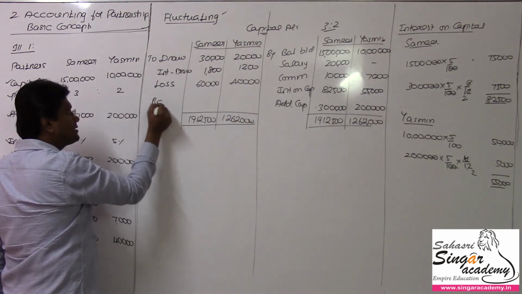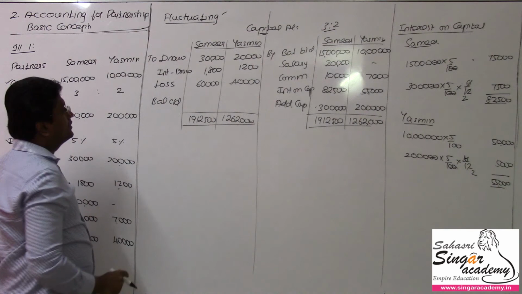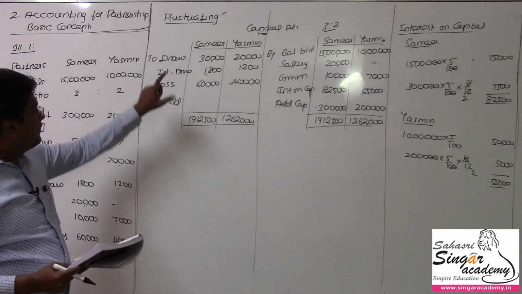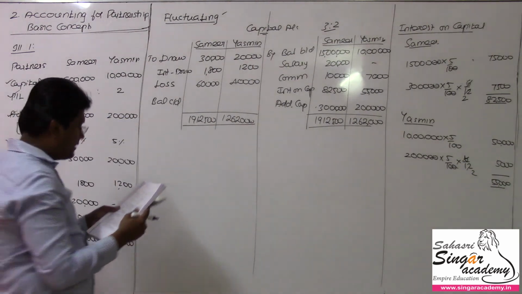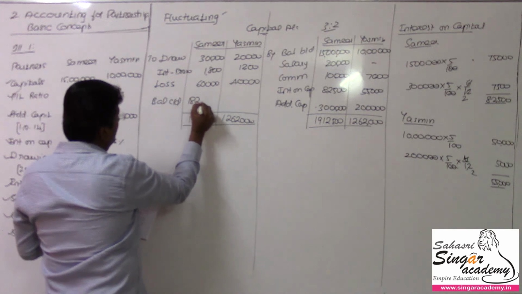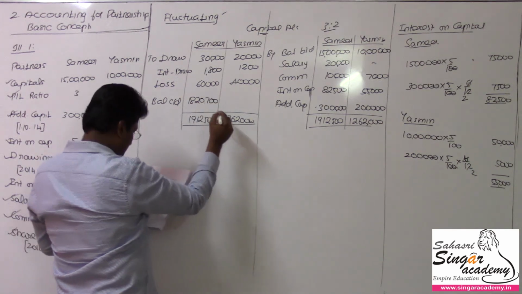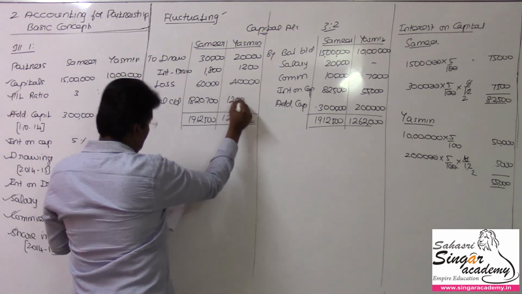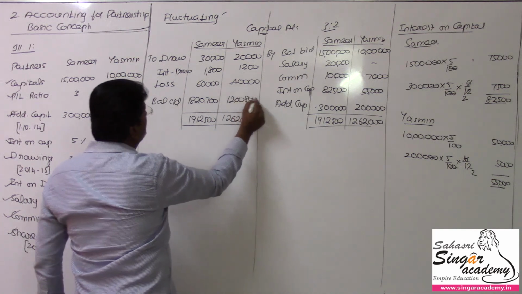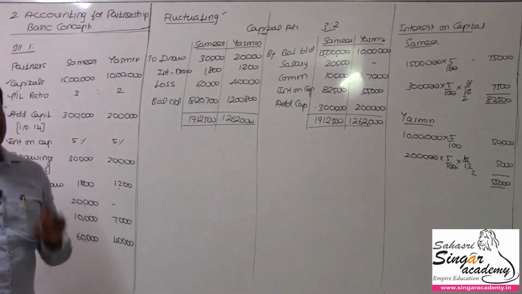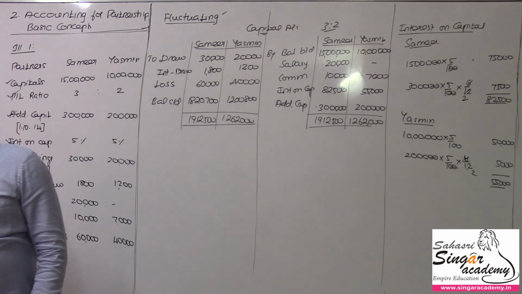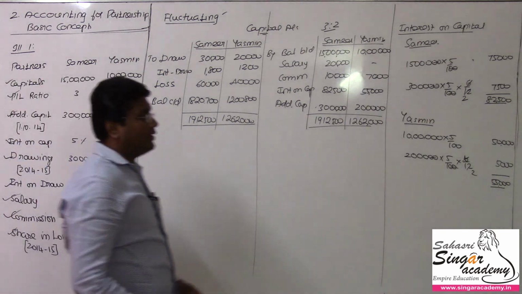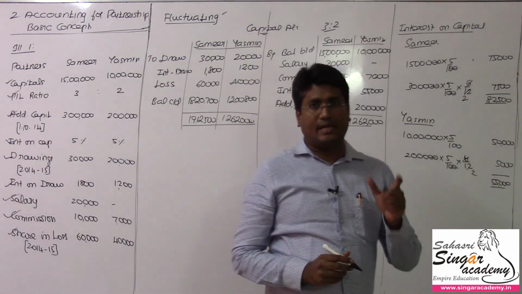Here balance carried on. From 19 lakhs 12,500, we have to subtract these three values to get 18 lakhs 20,700 for Yasmin. The value is 12 lakhs 800 rupees. So we got the capital account under the fluctuating capital method, and that same sum is going to be reworked out under the fixed capital method.